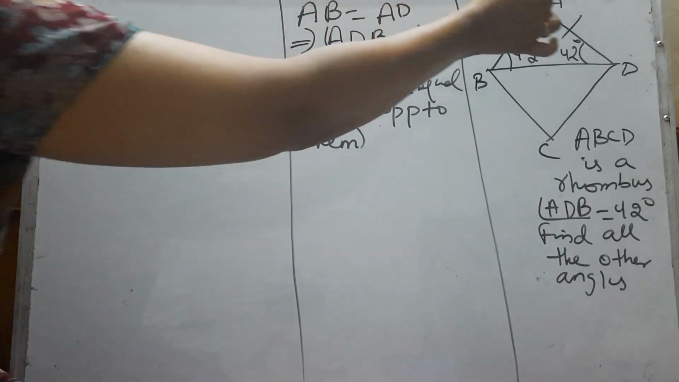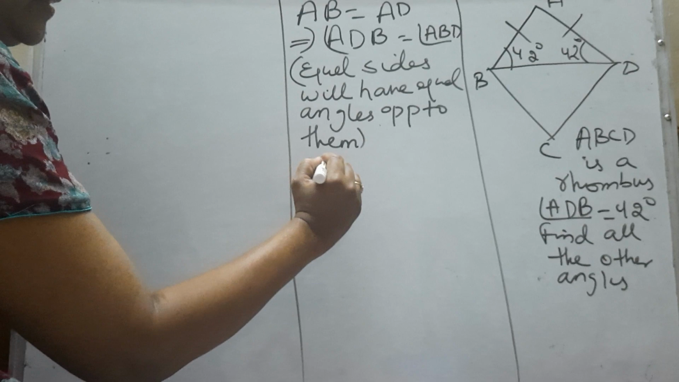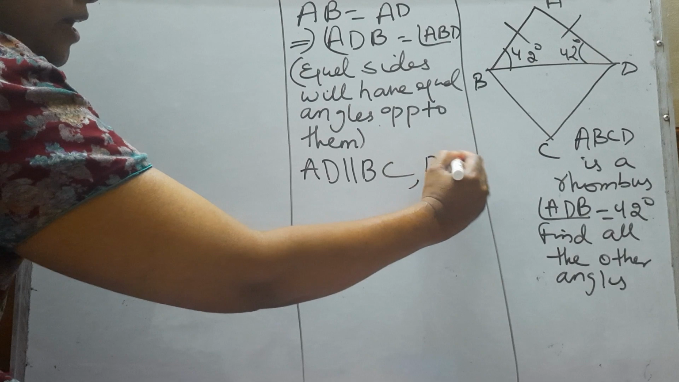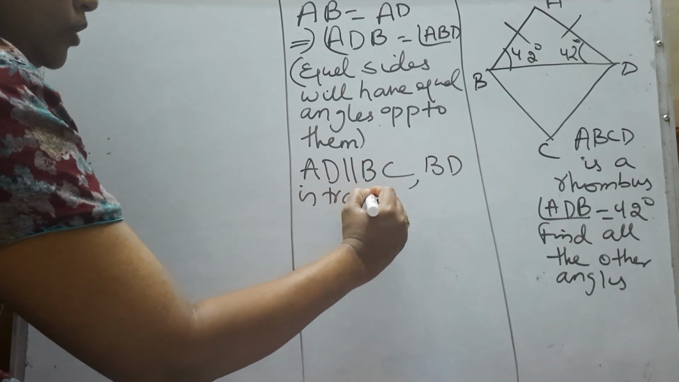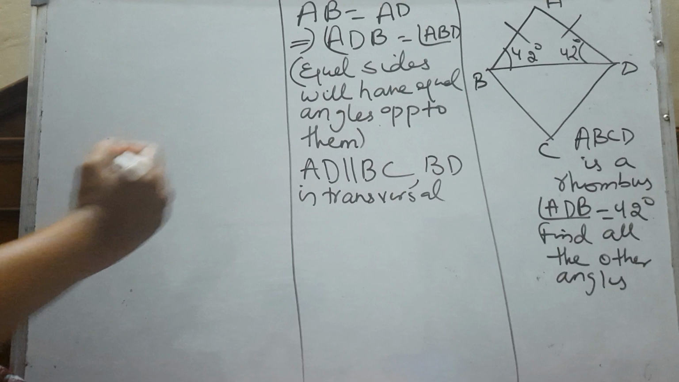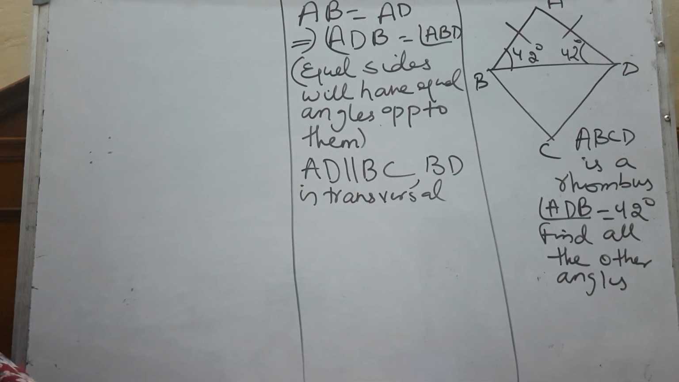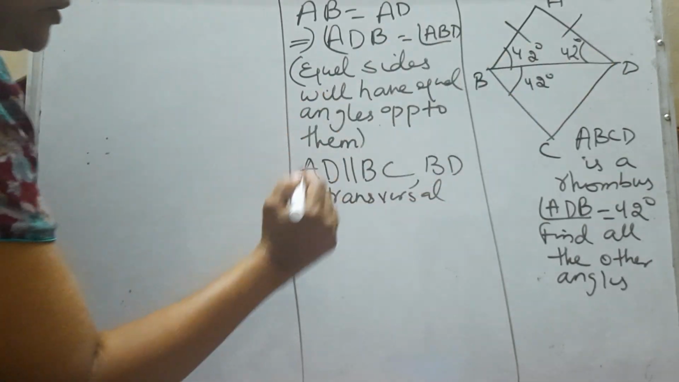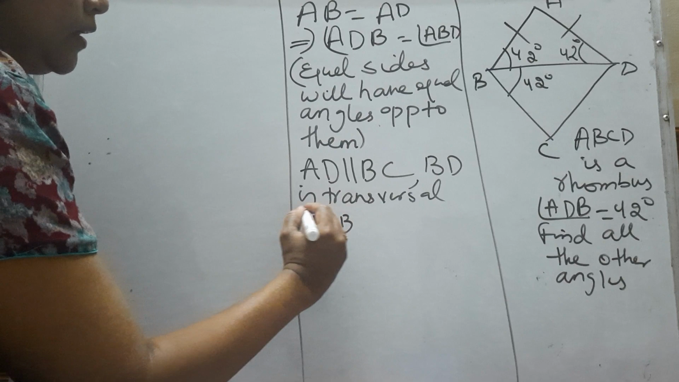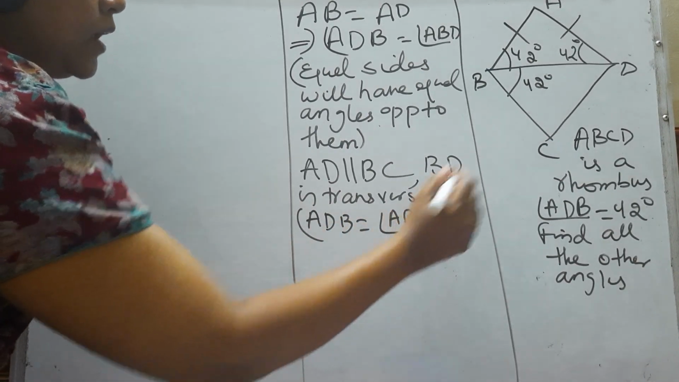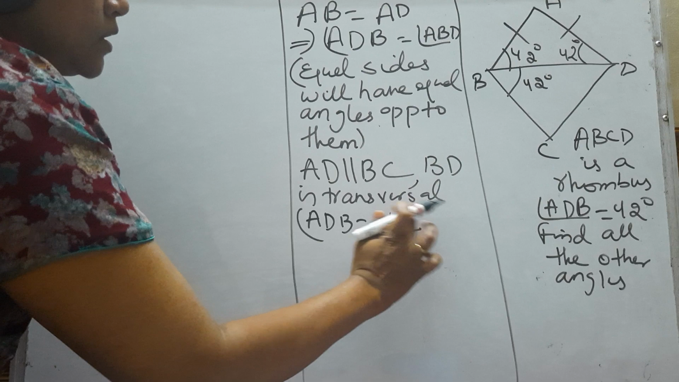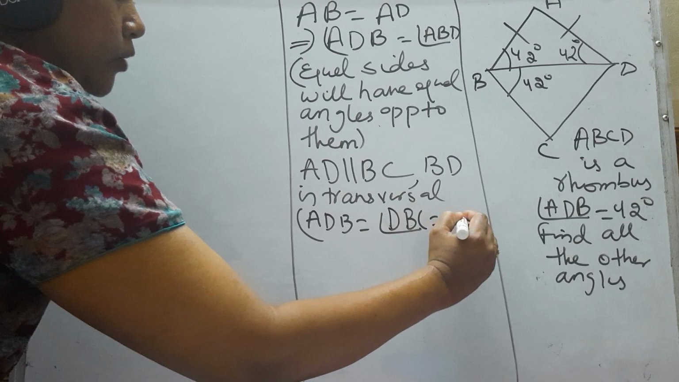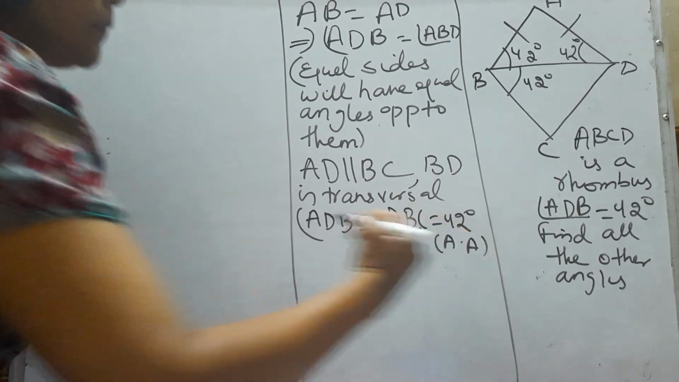Next, if you look at AD and BC, don't you think that they are parallel? Yes, they are. So AD is parallel to BC, and BD is a transversal. When you know the concept of lines and angles, it's very easy to solve problems of this type. So this becomes an alternate angle, this 42 and this 42. That means angle ADB is equal to angle DBC, which is equal to 42 degrees, alternate angles.